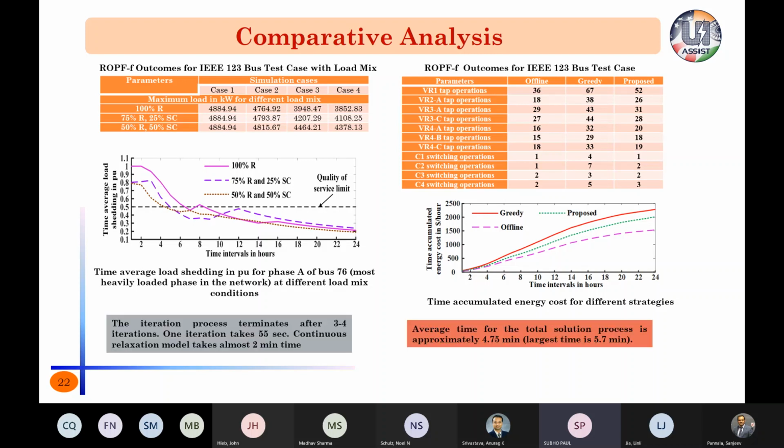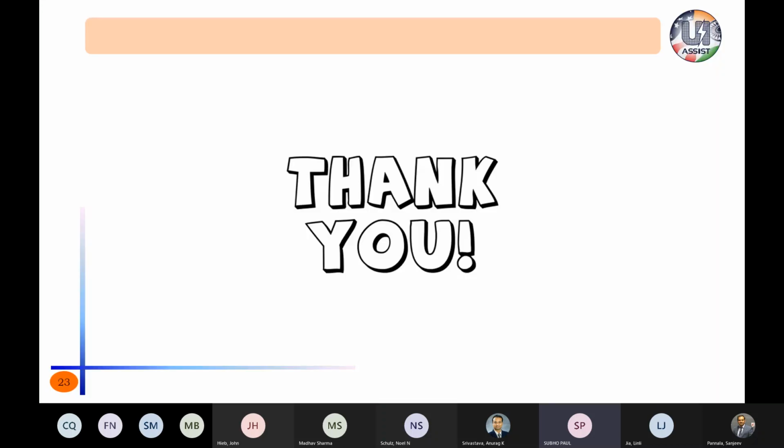And for this IEEE 123 bus system, the overall solution time is around 5 minutes on our workstation with an 8 GB GPU system. This will vary with the system configuration and computation facility. And with this, I will conclude my talk. Thank you. If you have any questions, you can ask.